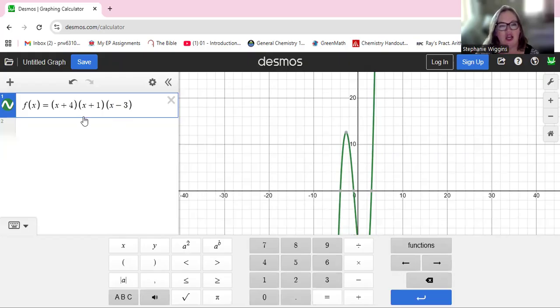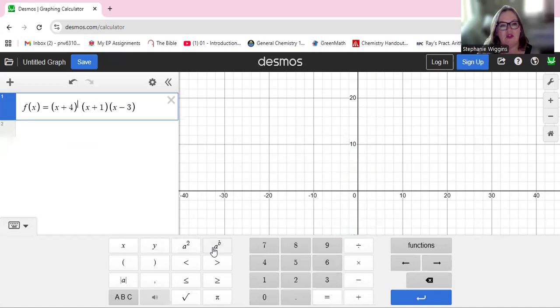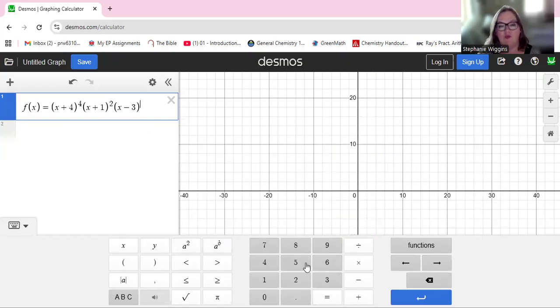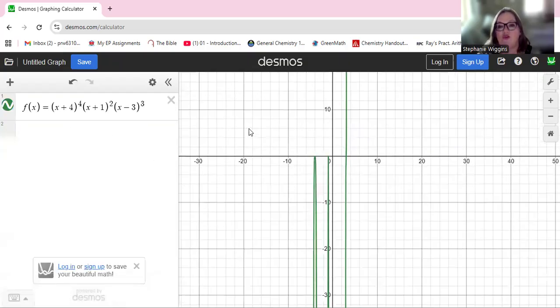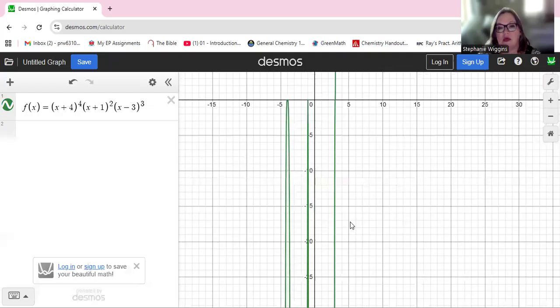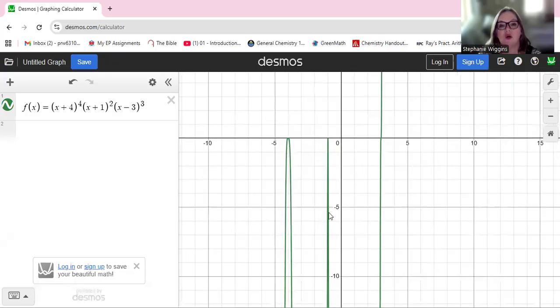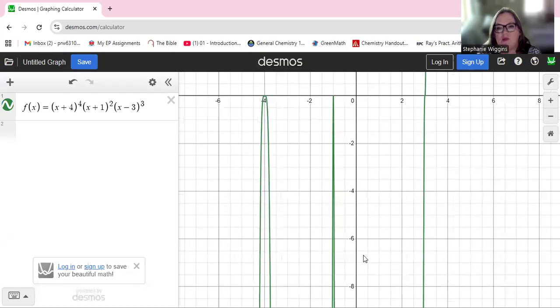Now, I'm going to go ahead and change. Let's make this to a power of 4. And then let's put this one to the power of, let's say, square. And then finally, let's say cube. Okay, so we still have 3 x-intercepts. It's hard to see. This one is so narrow you can barely see it there. That's a little bit better.